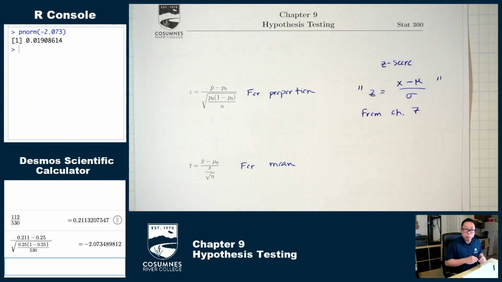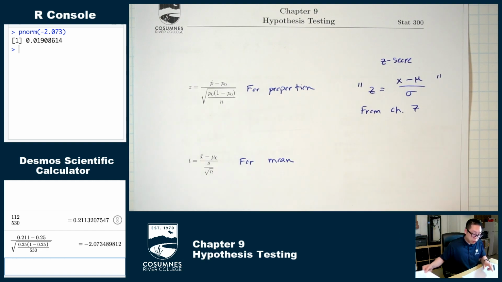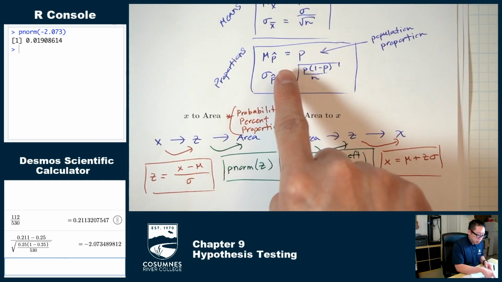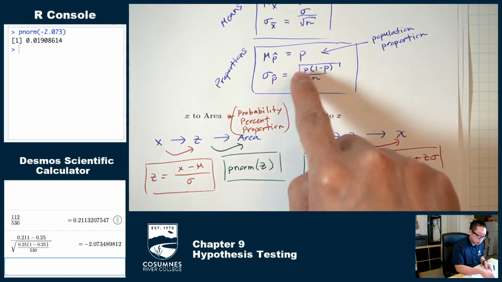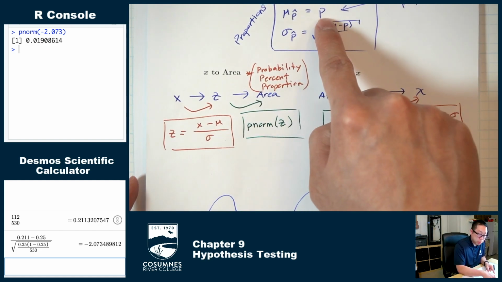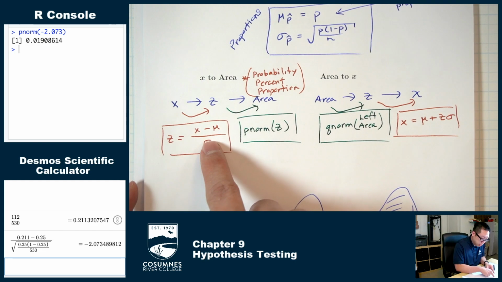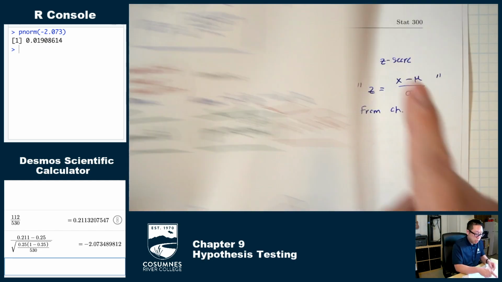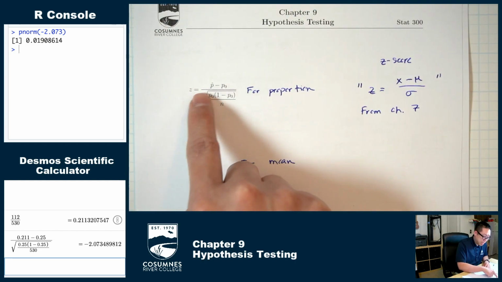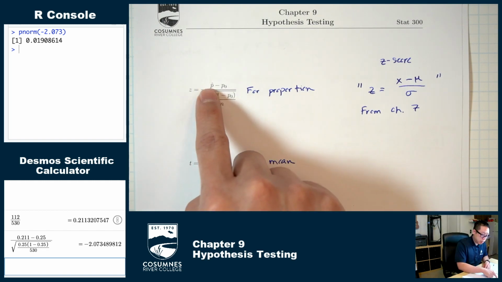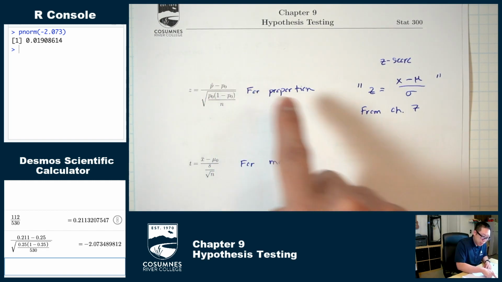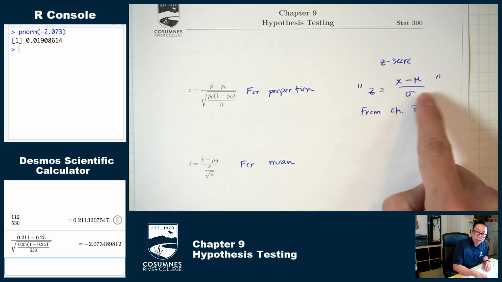In the Z-score formula, for a proportion situation, this is the mean you're supposed to use, and this is the standard deviation you're supposed to use. So if you just replace the mean with the population proportion, and you replace the standard deviation with the big square root formula, you get exactly this. Right? P hat is our x. This is the proportion we get from our data. That's our x. So really, this is just the Z-score formula from chapter 7.